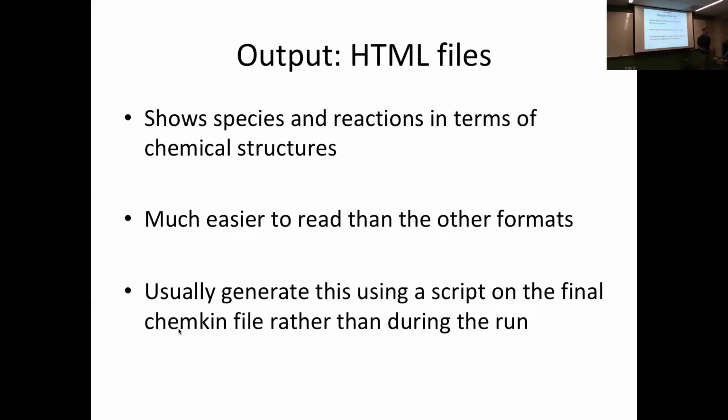And then HTML files, which are particularly useful because they look really nice. They show all the species and reactions in terms of chemical structures, much easier to read. It's easy to generate them, but if you're doing a large mechanism, it's really hard to display them in your browser. So one nice trick is to copy your Chemkin file to a new file, and then delete all the reactions. Then you can just look at the species, which is usually enough information, and that loads a lot better than loading all the reactions too.